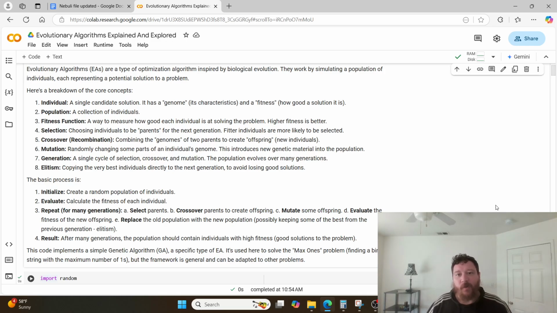The fitness function is very important, right? Fitness replaces your loss function. Two, population. A population is a collection of individuals. And then over time, you evolve the population by evolving the individuals.